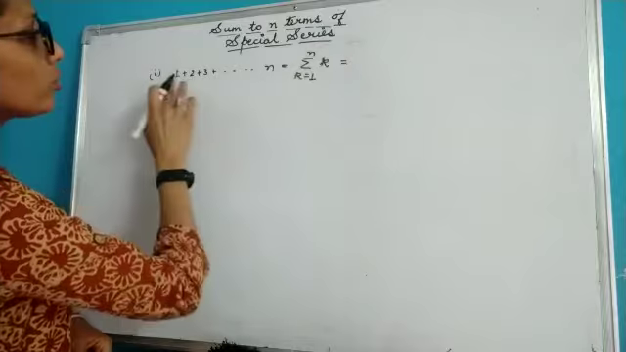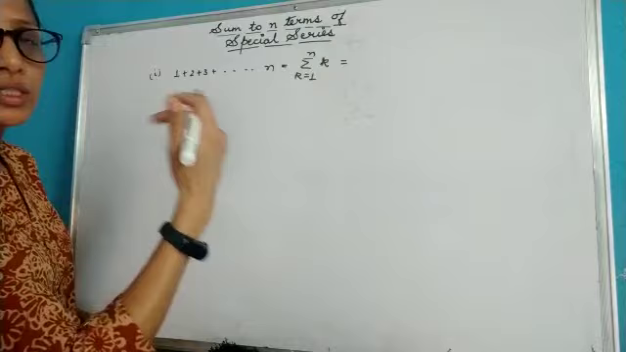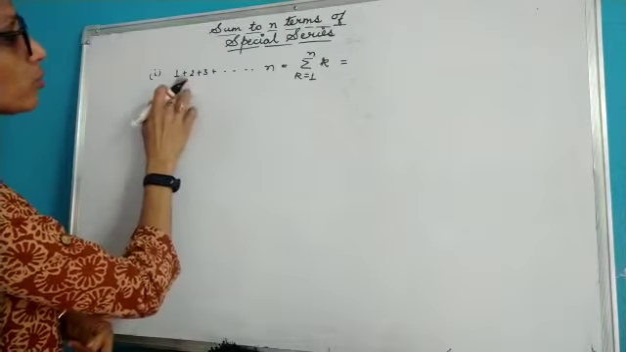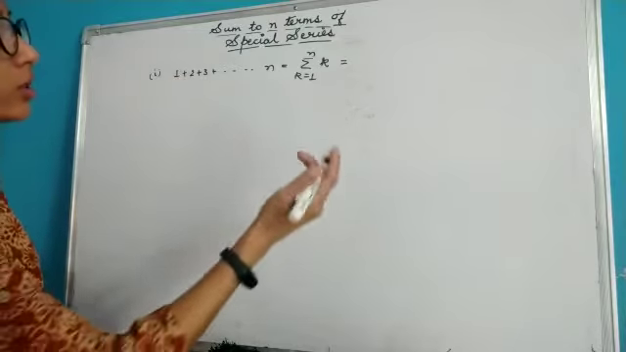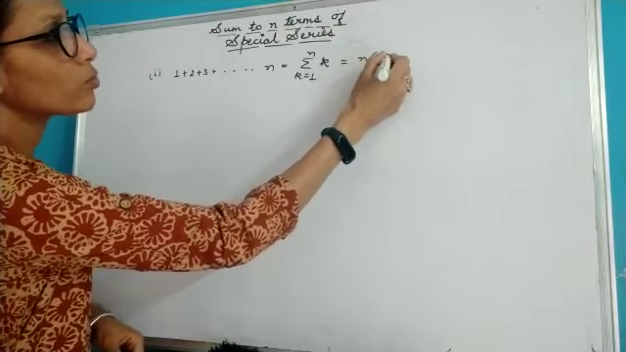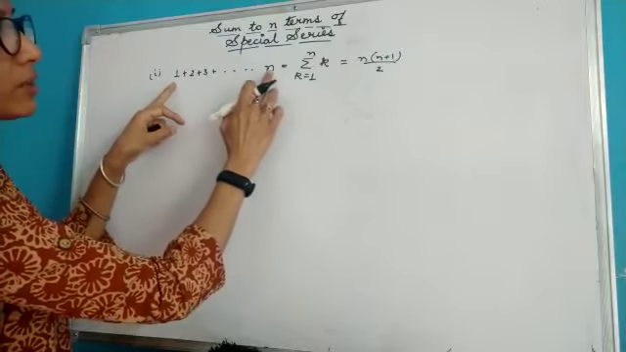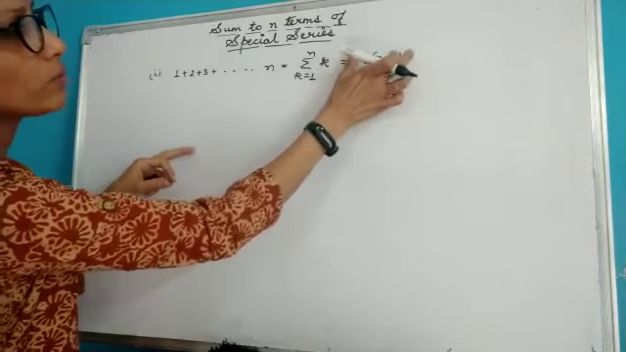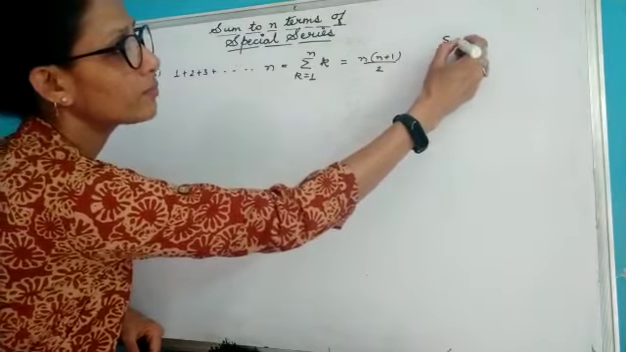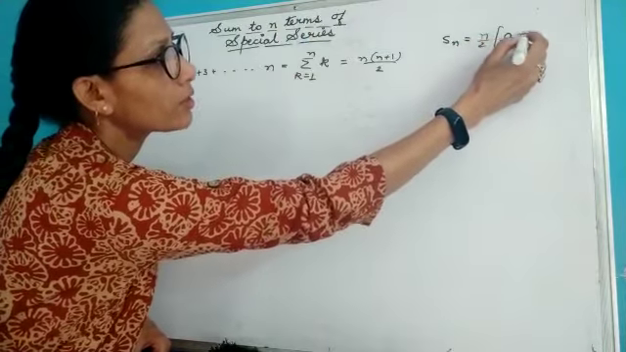So here this is in AP, so I can directly apply the formula for sum of AP series. Why is this AP? Because the common difference is the same here. 2 minus 1 is 1, 3 minus 2 is 1, and so on. So the formula for this is n into n plus 1 by 2. Whenever you get this kind of series, that means sum of n natural numbers, you will directly use this formula, which has come from the formula of AP, n by 2 into a plus l.